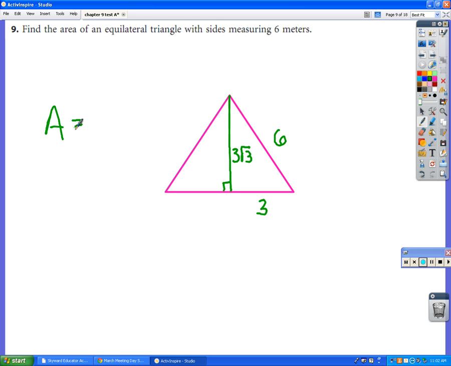Why the square root of 3? Because this is a 30, 60, 90 triangle. And we know that if the short leg is 3, the long leg is the short leg times the square root of 3. Alright, so now if I need to find the area, I do half the base. What's half the base? 3 times the height, which is 3 root 3. So that gives me a final answer of 9 root 3 square meters.